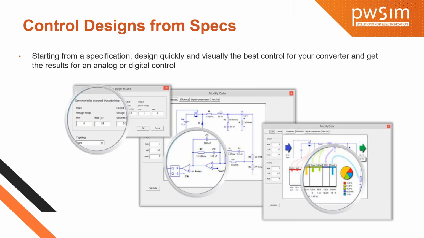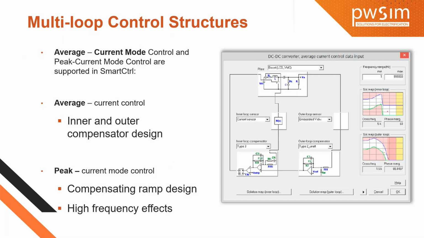Starting from the specifications, we can design the control for converters, switch mode controllers or inverters. All this can be done with an easy method. I'll show you the step-by-step procedure. We have multi-loop control structures in smart control. On the right-hand side, you can see the plant model. We have different plant models readily available. Apart from that, we have average current mode control and inner and outer loop compensations for average and peak current mode controls.